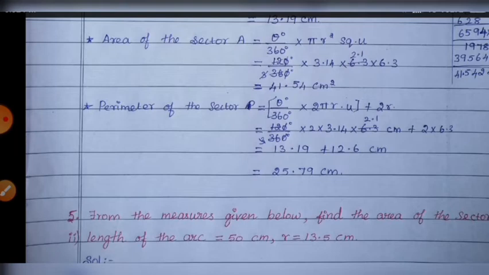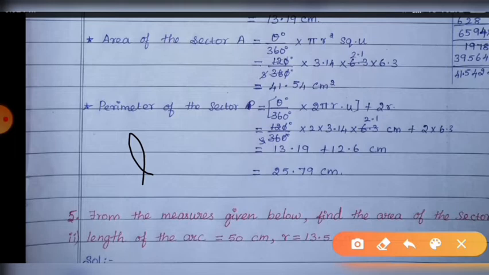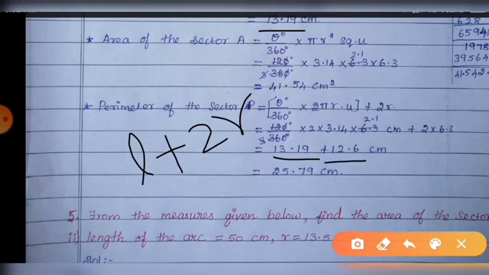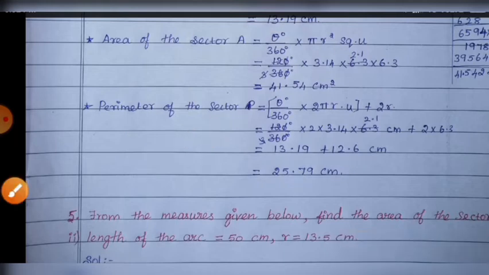Perimeter of the sector P is equal to theta by 360 degree into 2 pi r units plus 2r. That is simply L plus 2r. Formula: L plus 2r. What is L? Already we found the L. That is 13.19. 2r, 2 into, that is D. D value is 12.6 centimeter. Now you are adding, we get 25.79 centimeter. Final answer is 25.79 centimeter. Children, I think you have all understood.